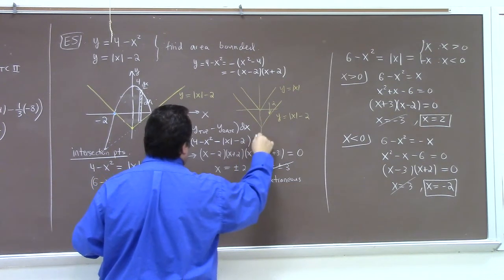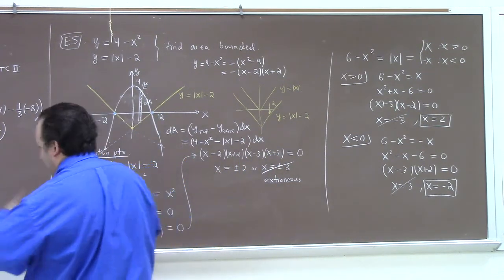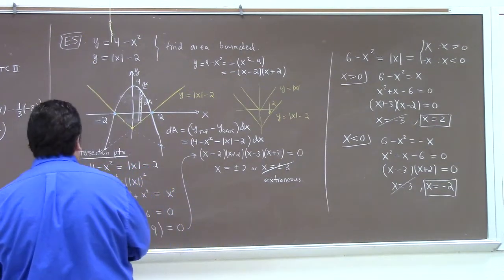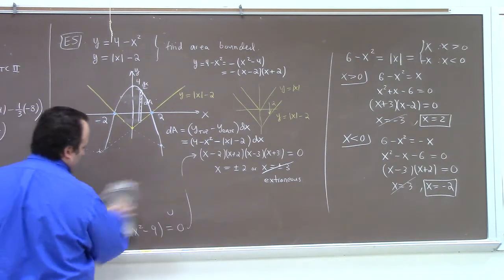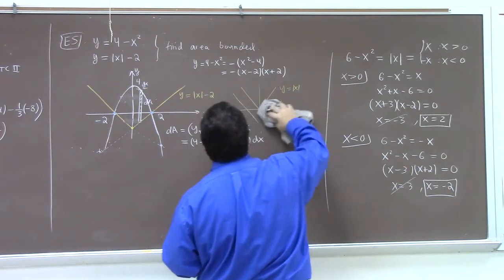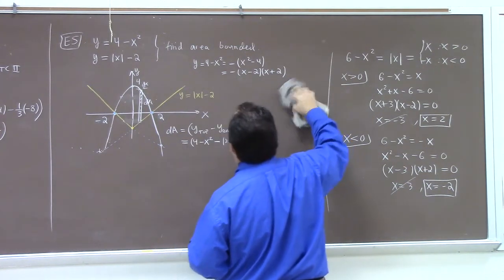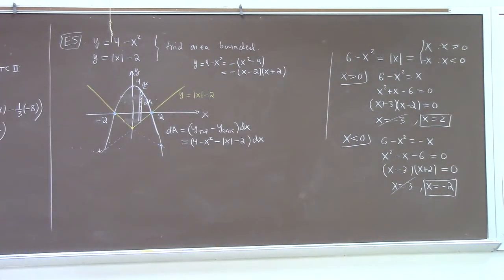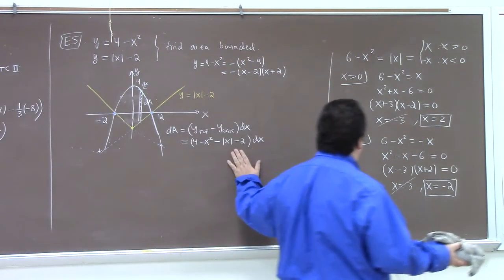Now be awful careful. I'm going to erase all my intersection point calculations, because we need room to integrate here. So you tell me, take a look at what I've just written there. And you tell me why it's wrong. Why is the last thing I wrote here incorrect?